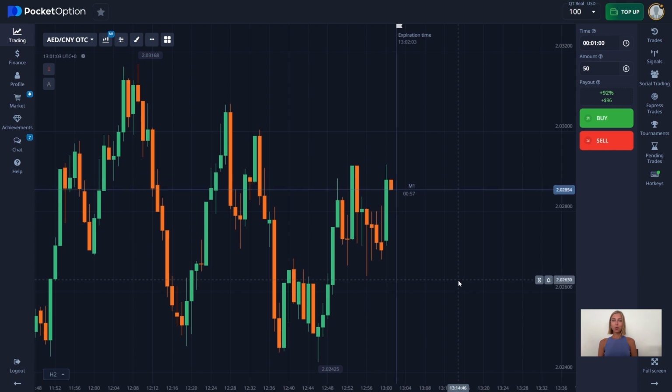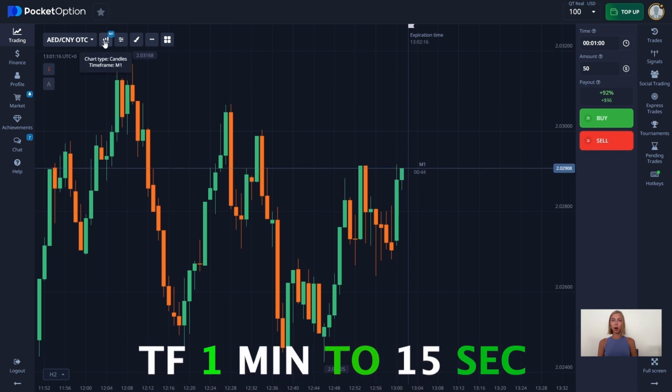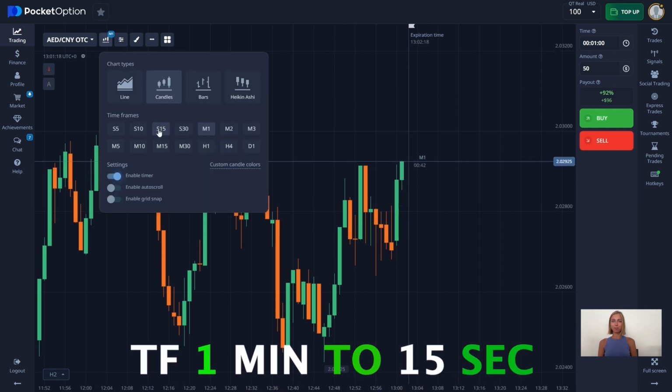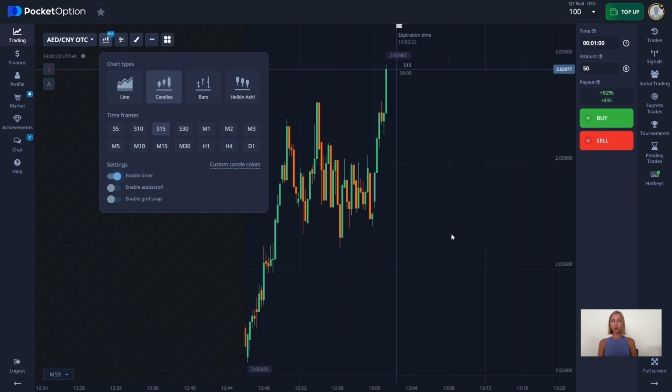So now let's move on to our strategy. For our strategy we will need to change the time frame because scalping implies quick opening and closing of trades. That's why we switch the time frame from 1 minute to 15 seconds. In my opinion, the 15-second time frame is the best one for this strategy.